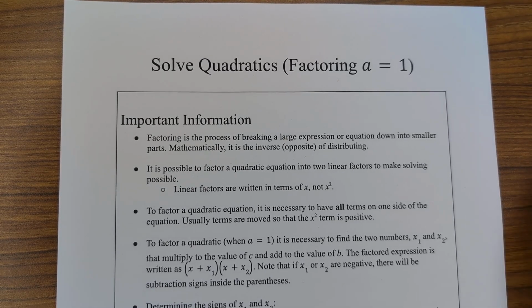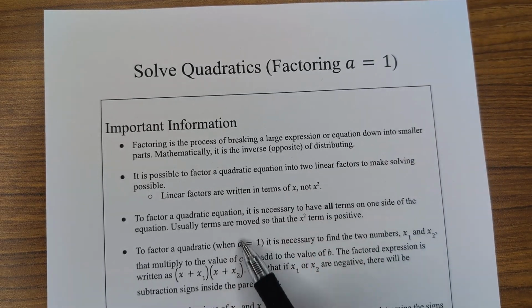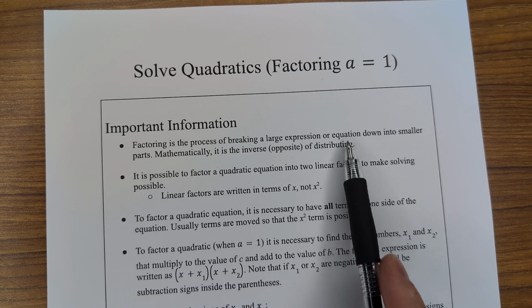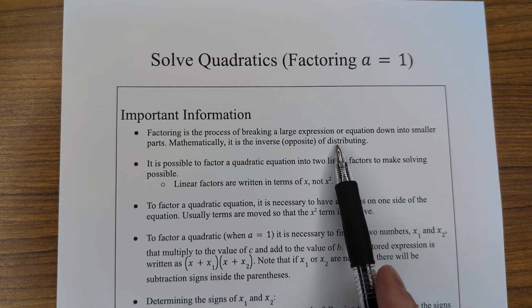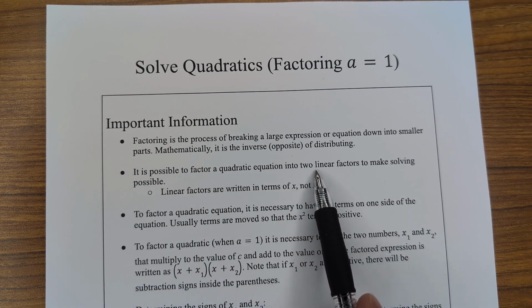Okay, so here are the notes for solving quadratics by factoring when a is equal to 1. So important information here. Factoring is the process of breaking large expressions into smaller parts. It's the inverse of distributing, so it's technically division because distributing is multiplication. It's possible to factor quadratic equations to linear factors.